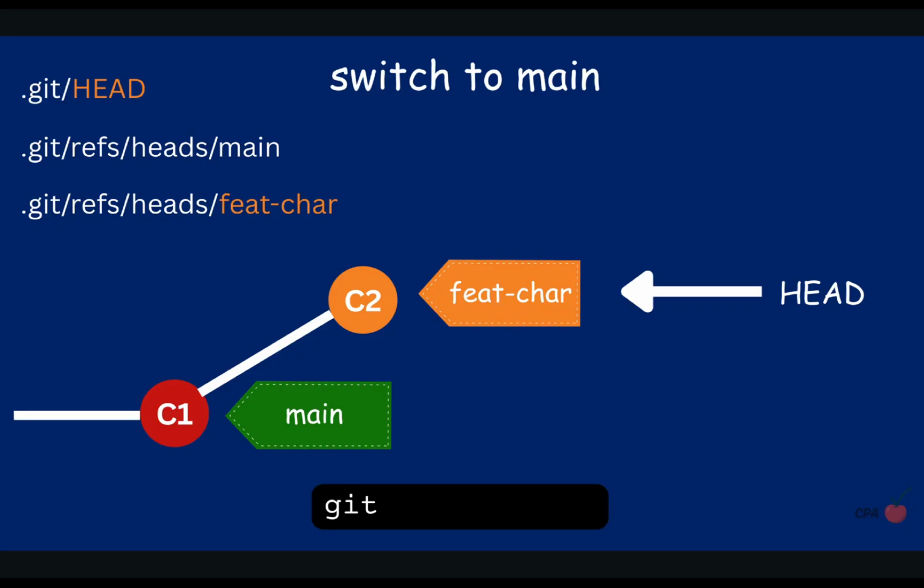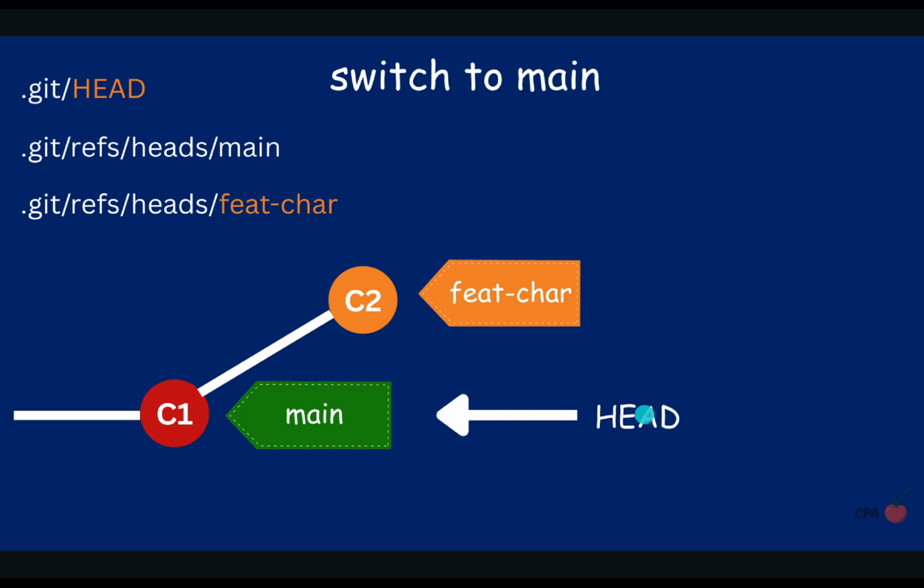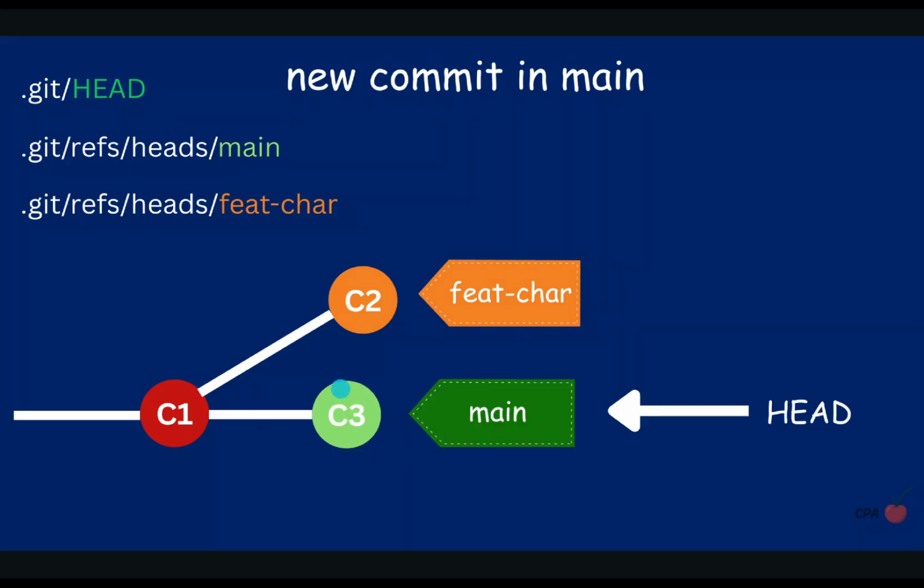Now let's switch back to main. Let's see what happens. The only thing that happens is that the head pointer is now pointing at main. And let's say Alex made some new progress on main, and she has a new commit 3. Now you see that the main that was pointing to commit 1 is, after this commit 3, pointing to commit 3. So this file has been updated. Now it holds the hash ID of commit 3.